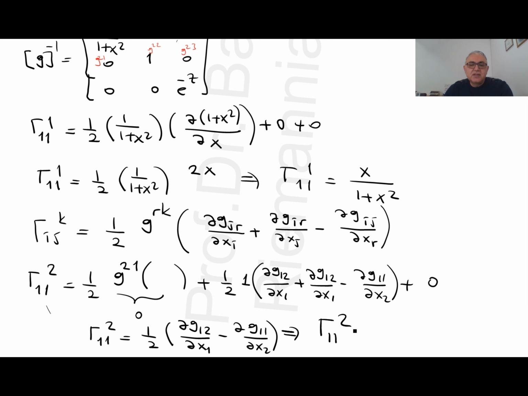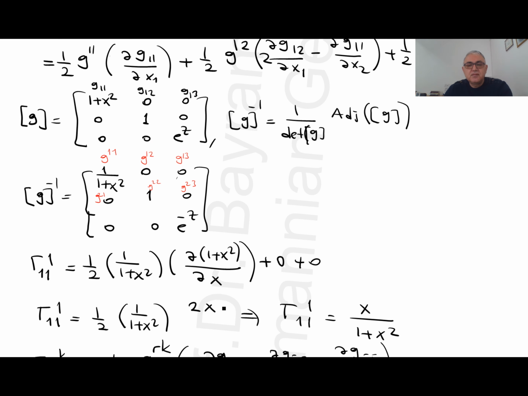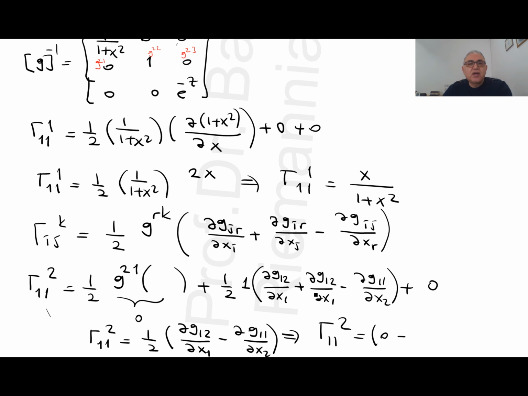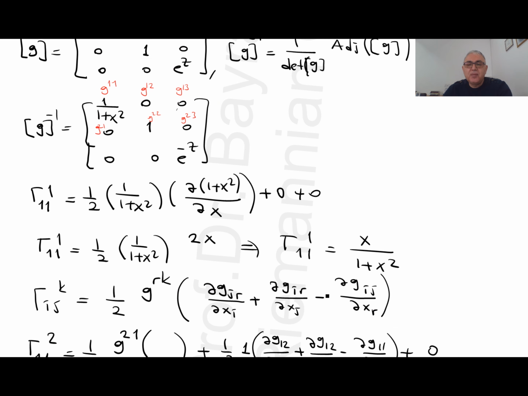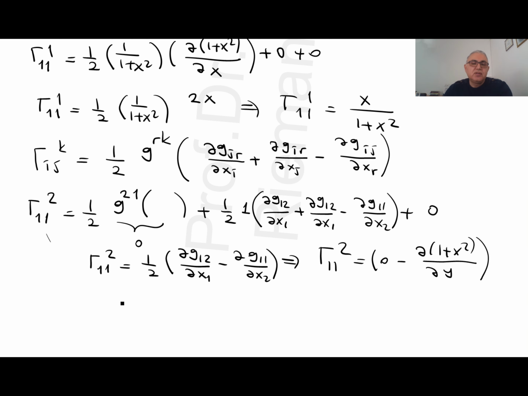Okay, if you look at this one, g12, you see it is 0. So this one is 0 minus the derivative of g11 with respect to x2. g11 is 1 plus x squared, but we take the derivative according to the y variable. So it's 0. So you have 0 here. So this one, Γ^1_12, will be 0.